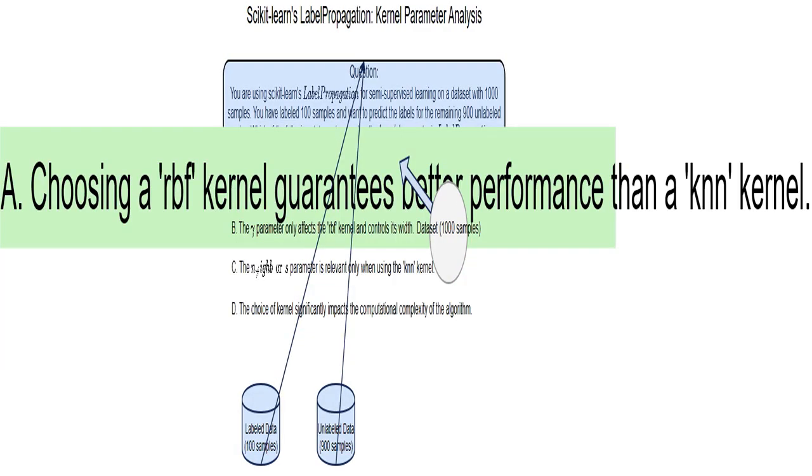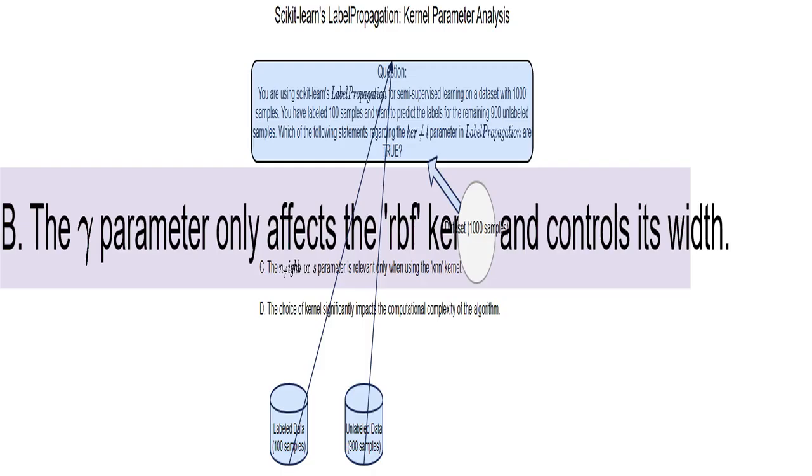The gamma parameter is specific to the RBF radial basis function kernel. I adjust it to change how wide or narrow the Gaussian function used in the RBF kernel is. It's like deciding how far a point's influence reaches. The n_neighbors parameter directly dictates how many neighbors the KNN nearest neighbors kernel considers. It is a key component of that specific kernel.